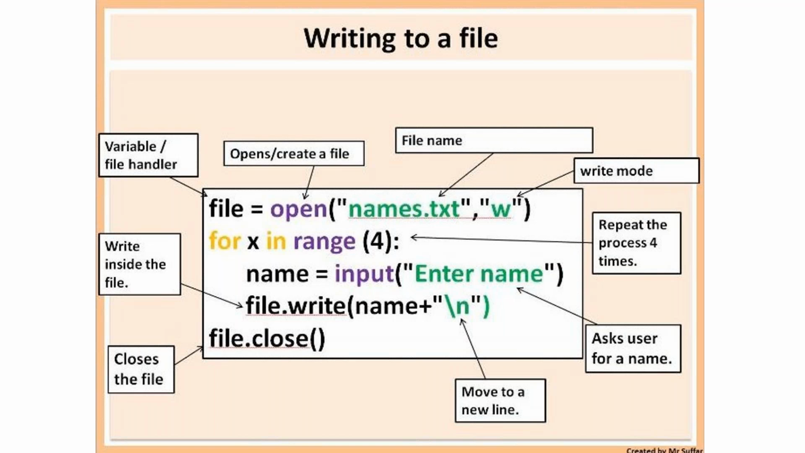And because you have opened the file for writing, you are doing file.write(name). That's a variable which you got from the second line, and you are inserting the new line. So you are always writing at the end of the file, and then finally you are closing it. Understand this code very well. Do let me know if you are not able to understand this.